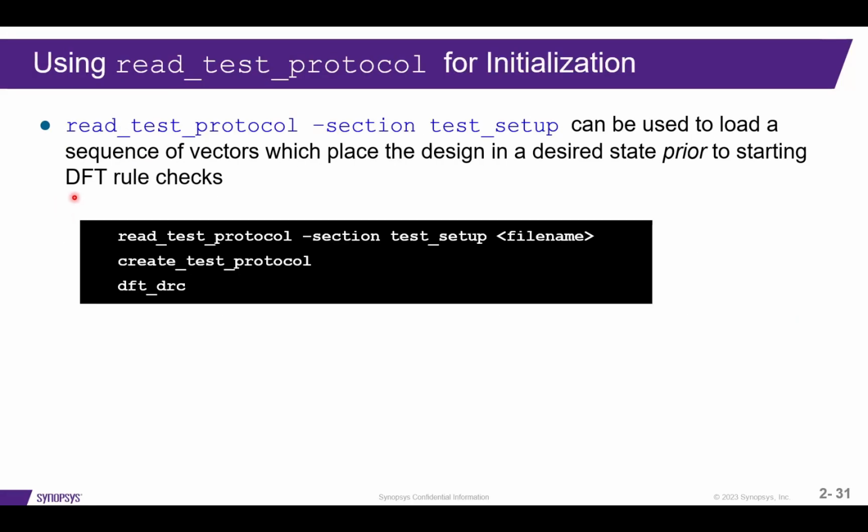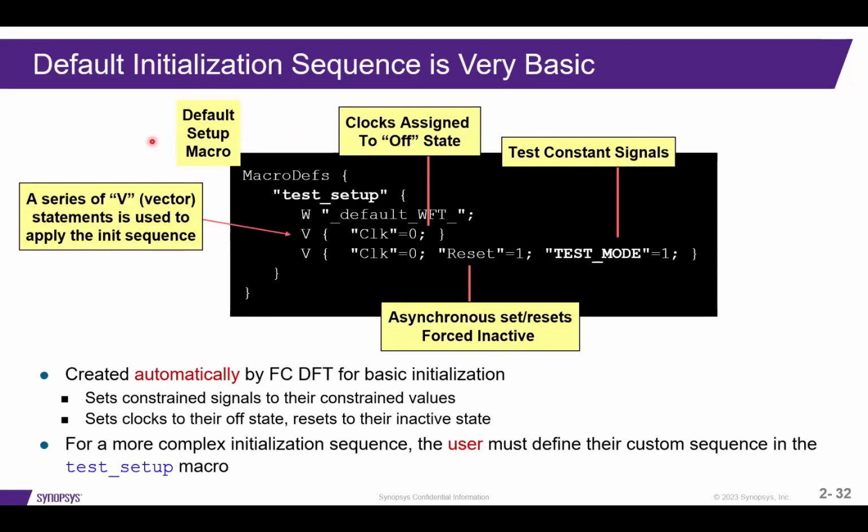The read_test_protocol command with the -section test_setup option can be used to load a sequence of vectors in order to place the design in the desired state prior to running DFT-DRC. The create_test_protocol command automatically writes out a very basic initialization sequence in the test_setup section. So in this example, it first constrains the clock to the off state, and then in the next vector, it will apply the asynchronous sets and resets and force them into the inactive state. Also, the test constant signals that need to be constrained at the end of the initialization sequence will also be applied. However, for a more complex initialization sequence, it's up to you, the user, to define this custom sequence.